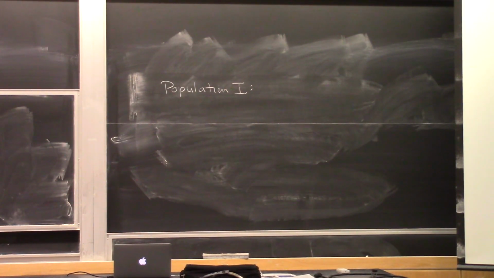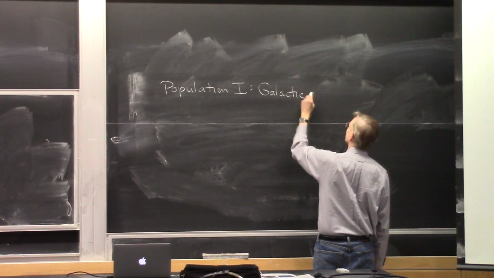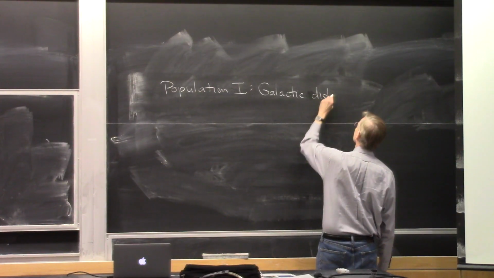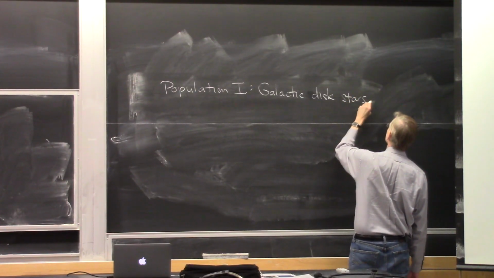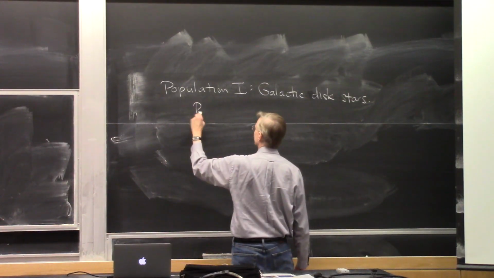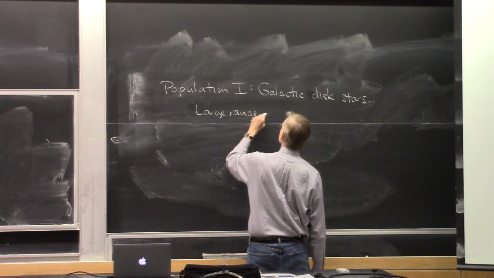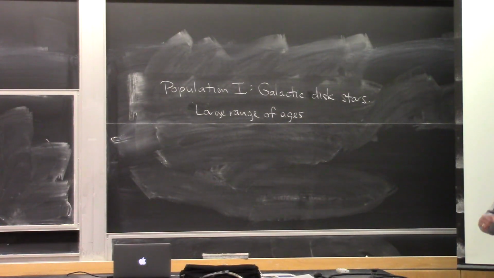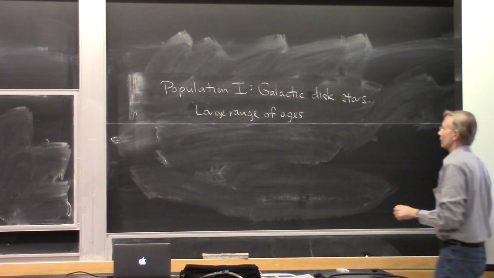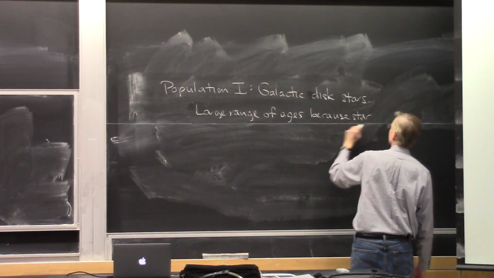Population 1. Galactic disk stars. Stars in the disk of our galaxy, and presumably other galaxies as well. And these have a large range of ages, because star formation is still happening within the galactic disk, right? We see H II regions. Those are stars being born now. Large range of ages, because star formation is still active.